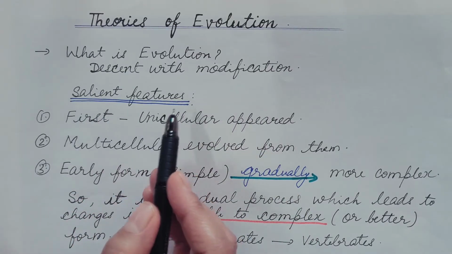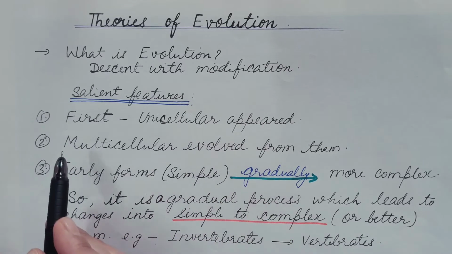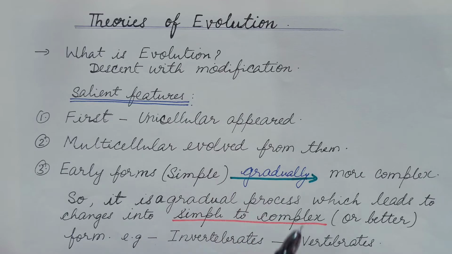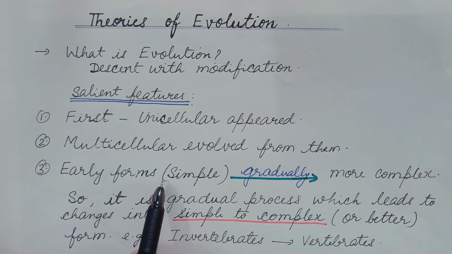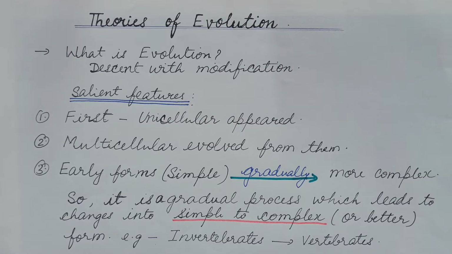Salient features of evolution: first of all, unicellular organisms appeared. Then multicellular organisms evolved from these unicellular organisms. Early forms of the individuals or organisms were simple. Gradually more complex forms developed.